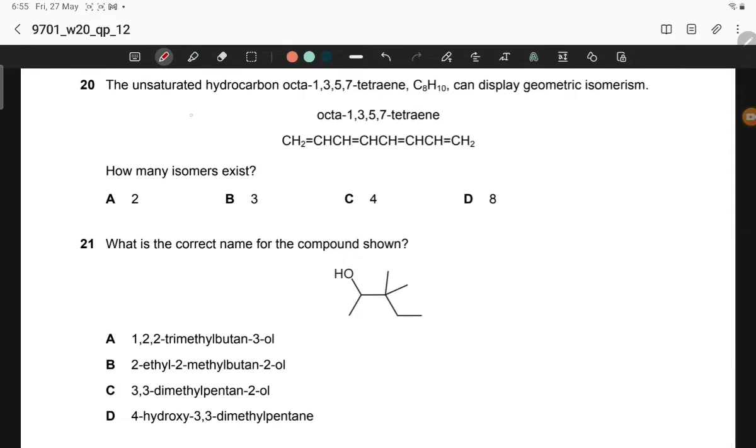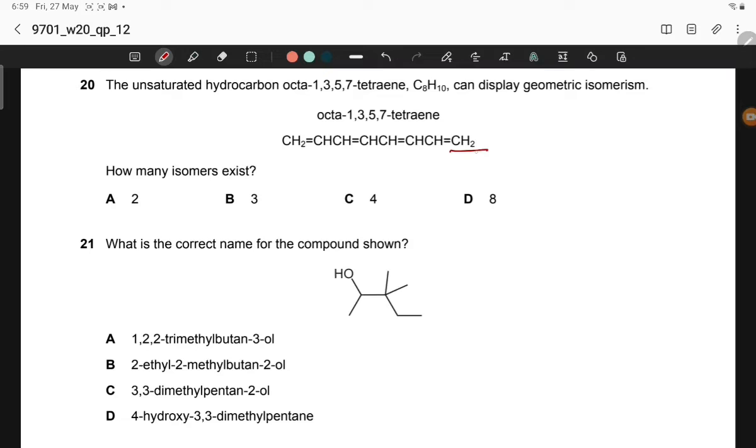Question number 20. The unsaturated hydrocarbon octa-1,3,5,7-tetraene, C8H10, can display geometric isomerism. How many isomers exist?